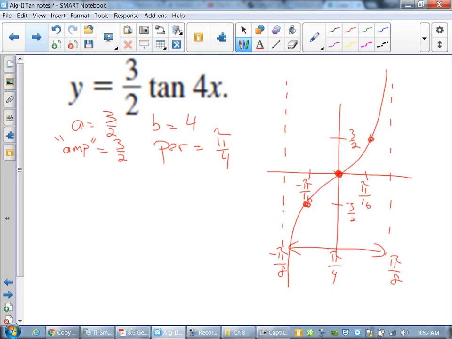And last bit, asymptotes are at plus or minus 1/2 times your period. Your asymptotes will always be at plus or minus 1/2 your period. That's it. Tangents are really nice.